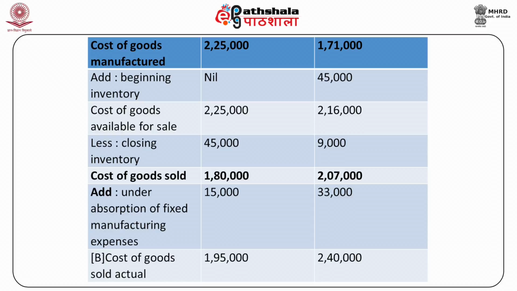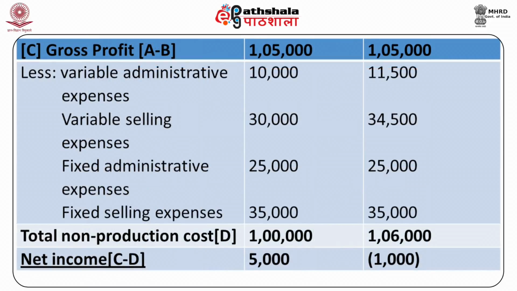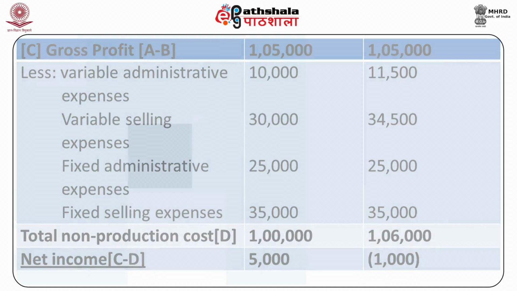We have to add absorption of fixed manufacturing expenses of 33,000. This gives us B, which is the cost of goods sold actual at 2,40,000. The gross profit C, which is A minus B, is now 1,05,000. We have to subtract from this the variable administrative expense, which is 11,500, the variable selling expenses at 34,500, the fixed administrative expenses at 25,000, and the fixed selling expenses at 35,000. This gives us the total non-production cost D, which is 1,06,000. The net income C minus D.